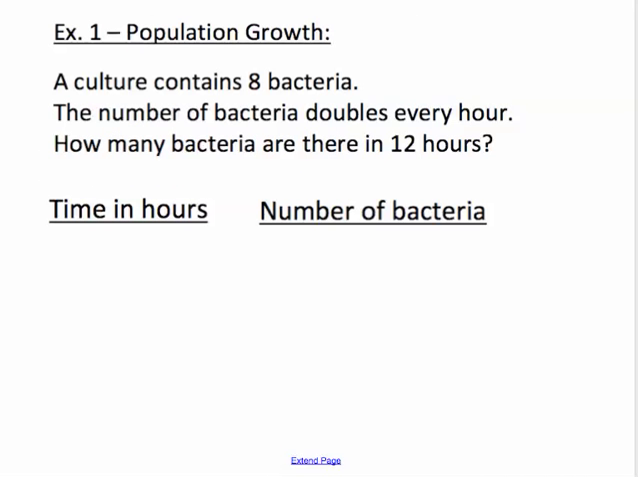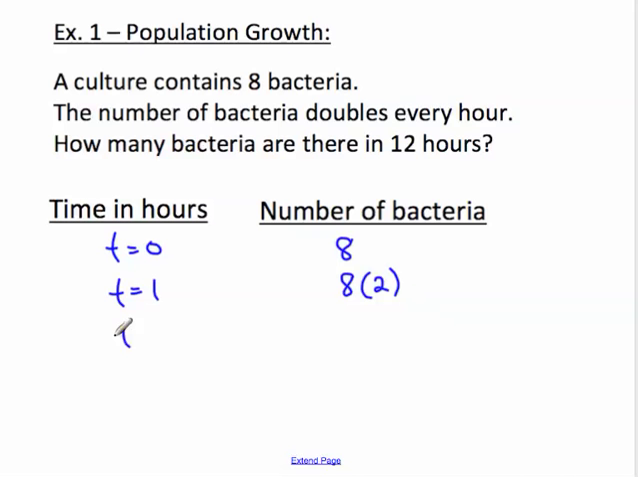Let's take a look at an example, and population growth is a common example of exponential growth. If you have a culture of 8 bacteria, and are told that the number of bacteria doubles every hour, we could ask how many bacteria are there in 12 hours? Well, when time is equal to 0, you just have the original 8 bacteria. After an hour, you have the original 8 bacteria, but you've doubled it, so you've had to multiply the whole thing by 2. That would equal 16, but I'm going to leave it just as it is, as 8 times 2.